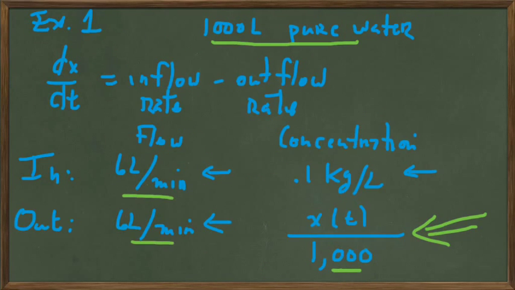rate and the outflow rate were both 6 liters per minute. Let's take a look at another example where the outflow rate is different than the inflow rate. Let's make the outflow rate 5 liters per minute, but leave everything else the same.